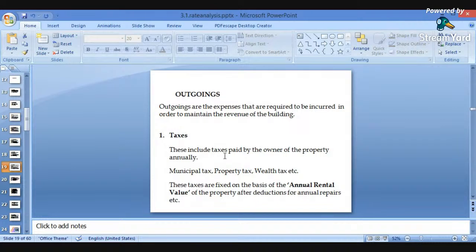These taxes are fixed on the basis of the annual rent value of the property after deducting for annual repairs. So how will these taxes be fixed? They will be fixed depending upon the annual rental value. Depending upon the annual rent of the properties, we can calculate or fix these taxes.